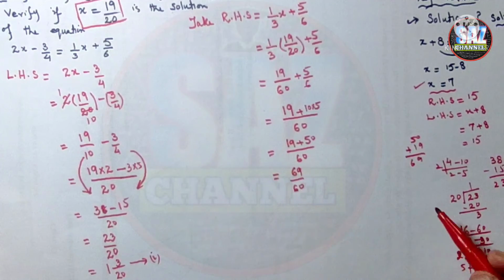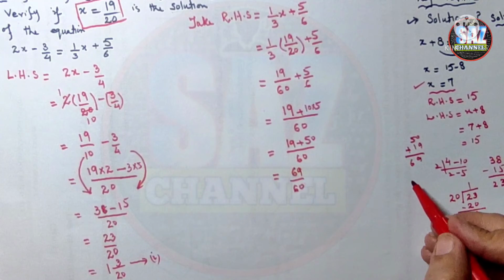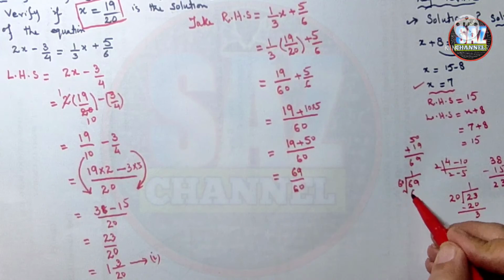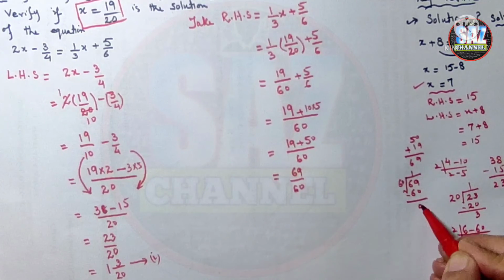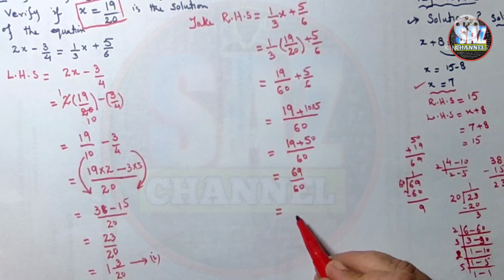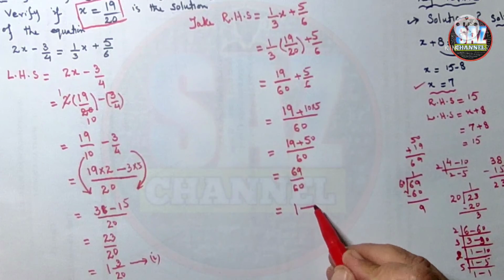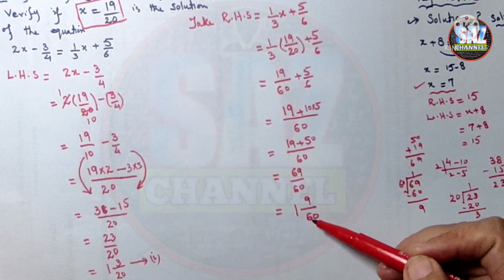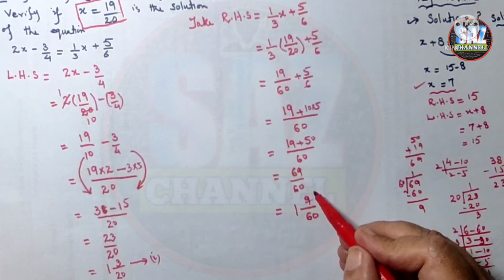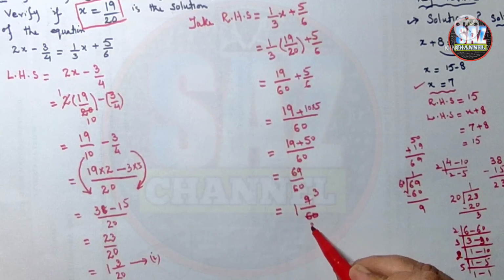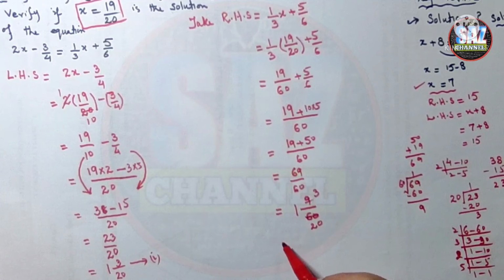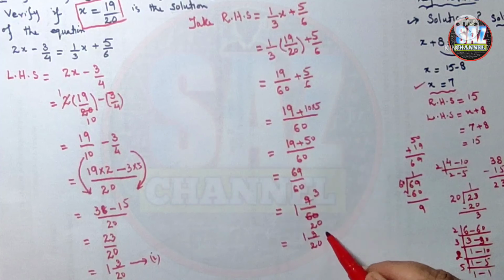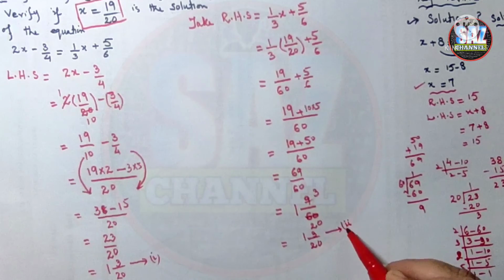And now we have to divide 69 by 60. 60 times 1 is 60, and we are left with 1 whole 9 by 60. Now look, 9 and 60 go in one table, that is the table of 3. 3 threes are 9, and 3 twenties are 60, and this becomes 1 whole 3 by 20. Let me mark it with 2.